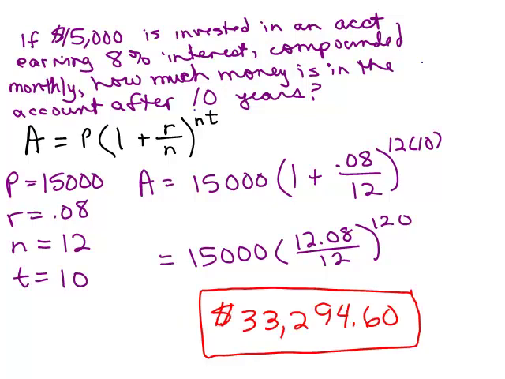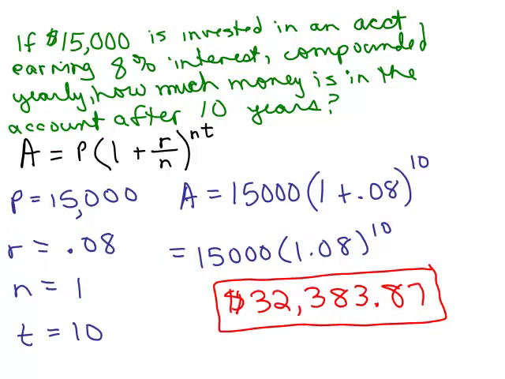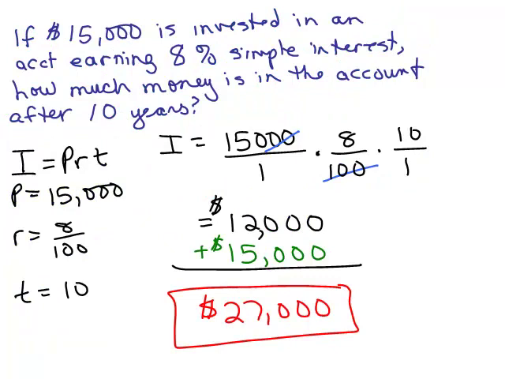All right, when I entered it in my calculator, I got $33,294.60. I haven't double checked it, but I should probably do that. I always suggest you do your calculation more than once. So let's see, this is about $33,000 when we did it monthly instead of yearly. How much was it when we did it yearly? $32,000. Okay, so you made a little bit more money, but it's not as great of a difference as when you do it with simple interest.